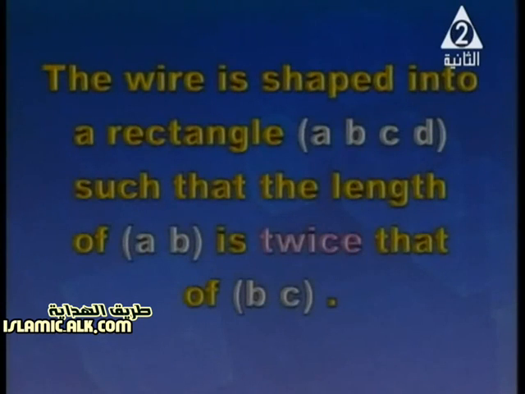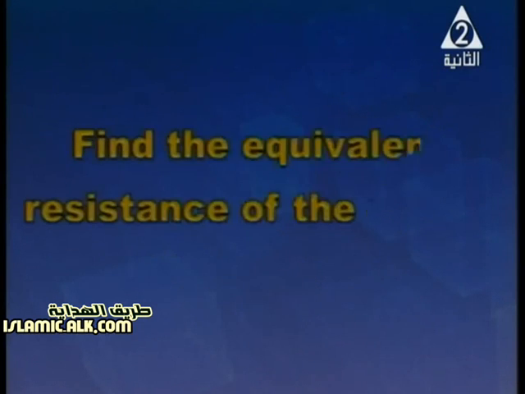The wire is shaped into a rectangle ABCD such that the length of AB is twice that of BC. The wire is shaped into a rectangle ABCD. The length of AB is twice that of BC. Find the equivalent resistance of the wire.